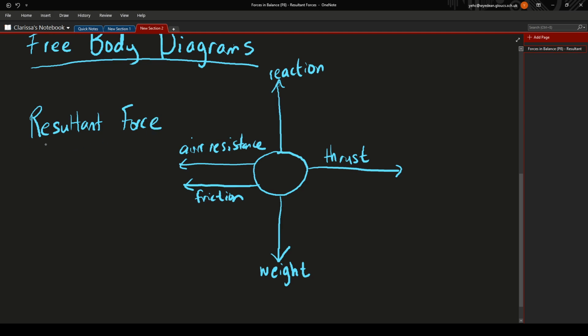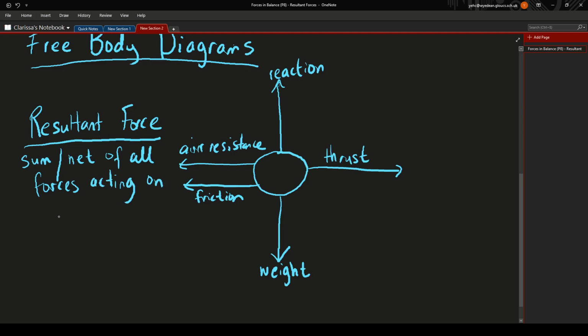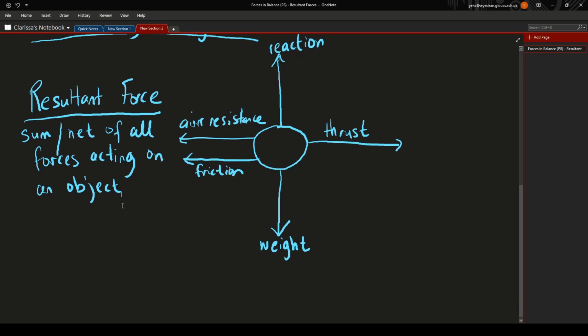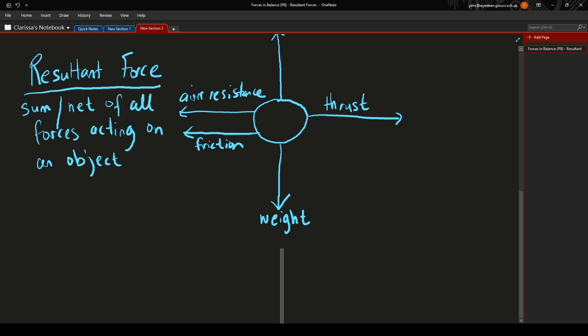Now let's define it, because I know on your notes organizers we do have a section to define it. It is basically the sum or the net of all forces acting on an object. And this will make a bit more sense when we go on to an example with numbers. Okay, so let's do that.